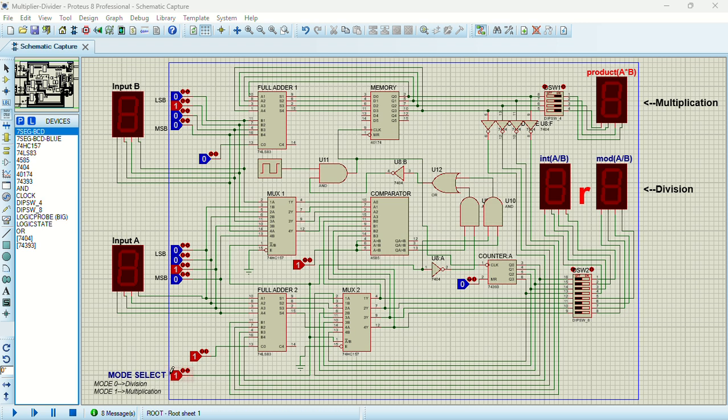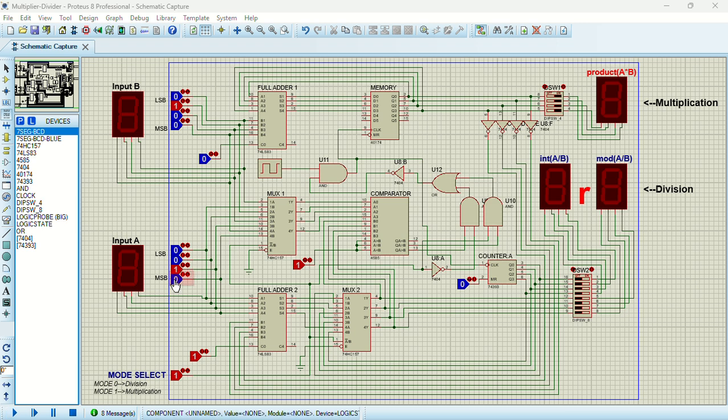Right now we are in mode 1 because the mode select pin is equal to 1. If you look here, we have the multiplication output as well as the division output. At the multiplication output, we simply have the product of A and B. At the division output, we have the integer part, the integer of A and B, as well as the modulus part, the modulus of A and B, which is also known as the remainder. Let me show you with a few examples.